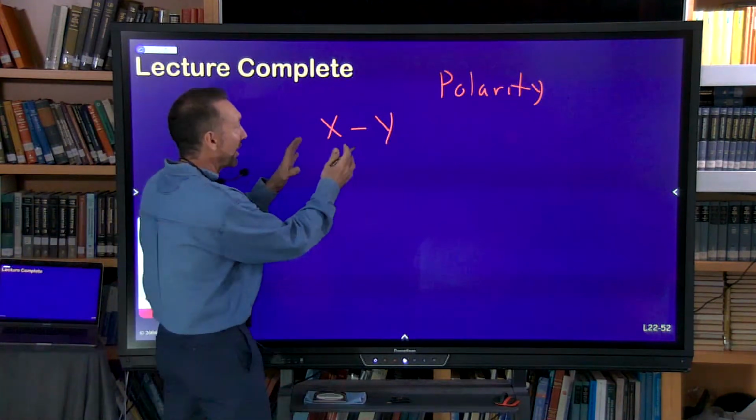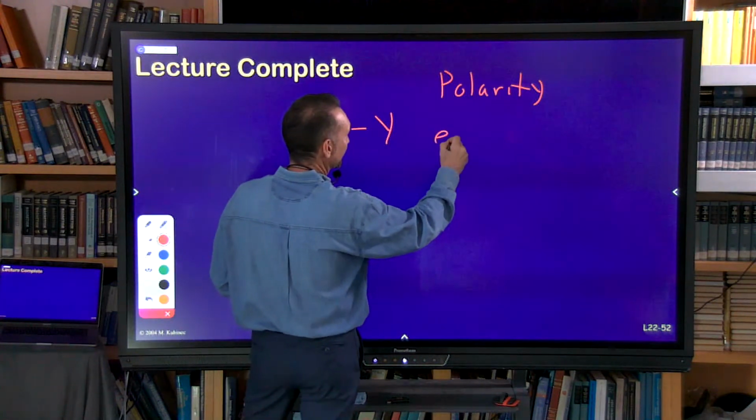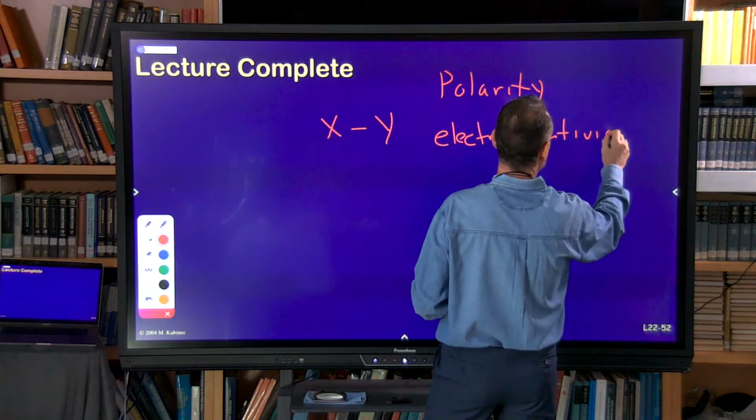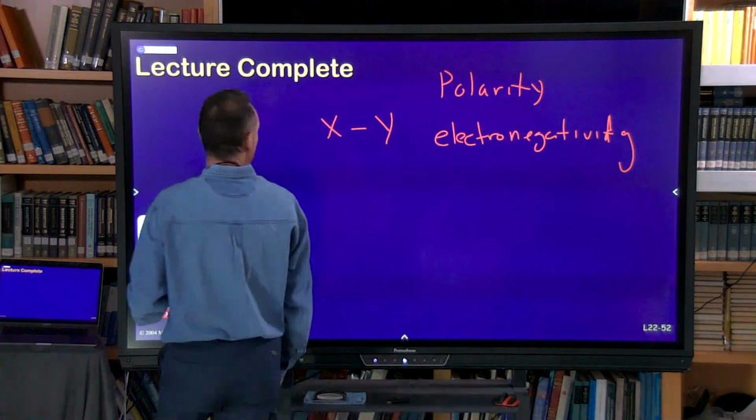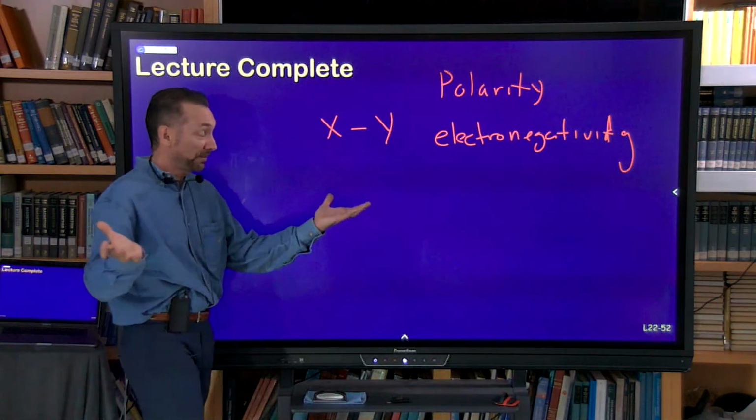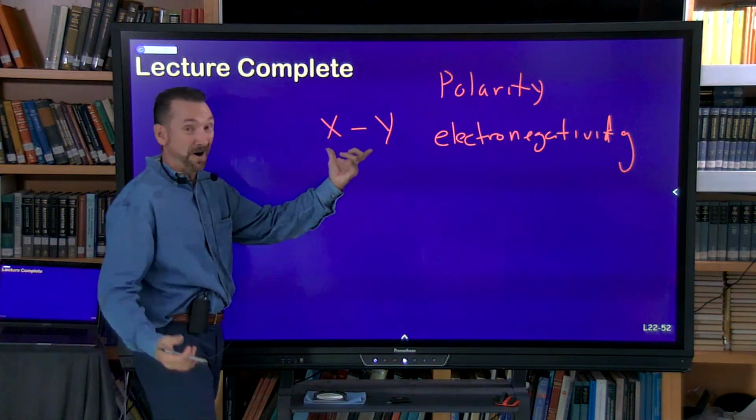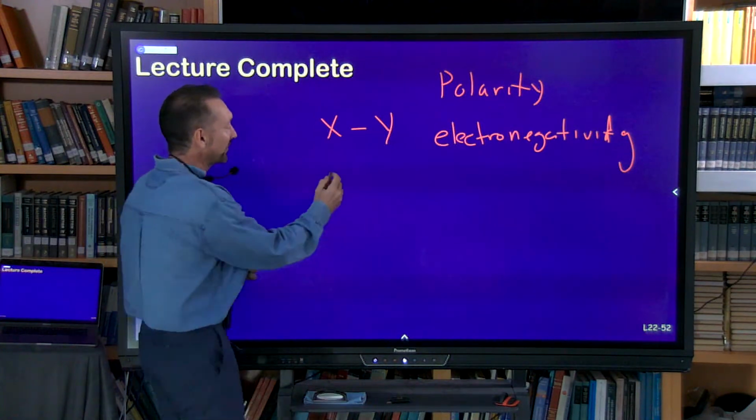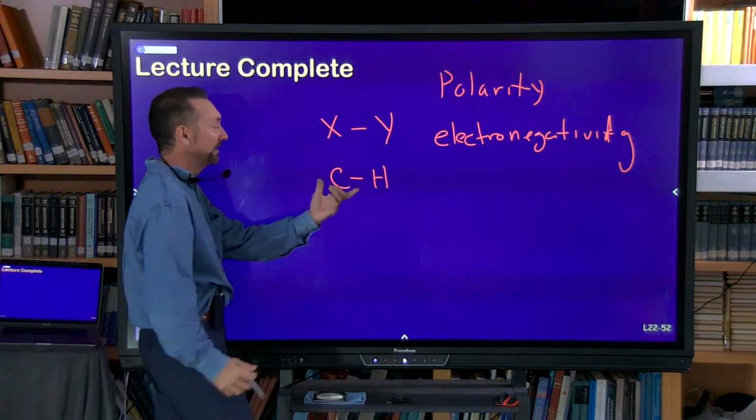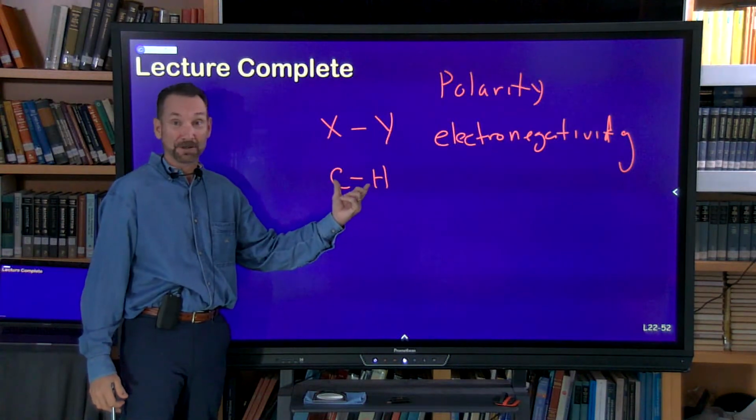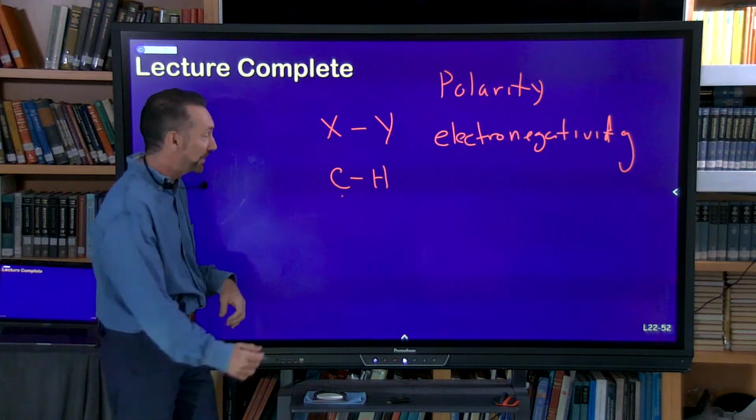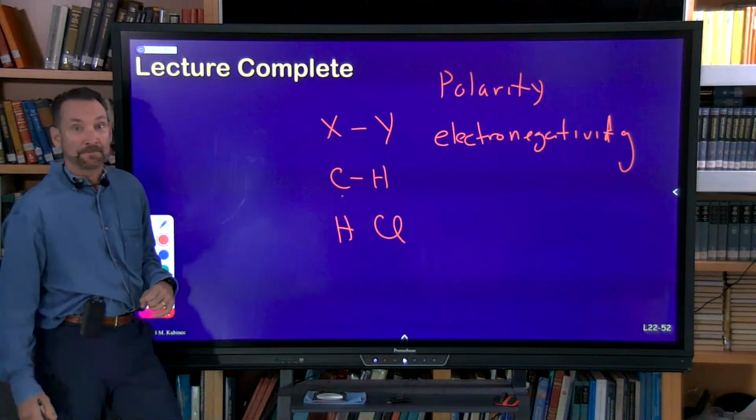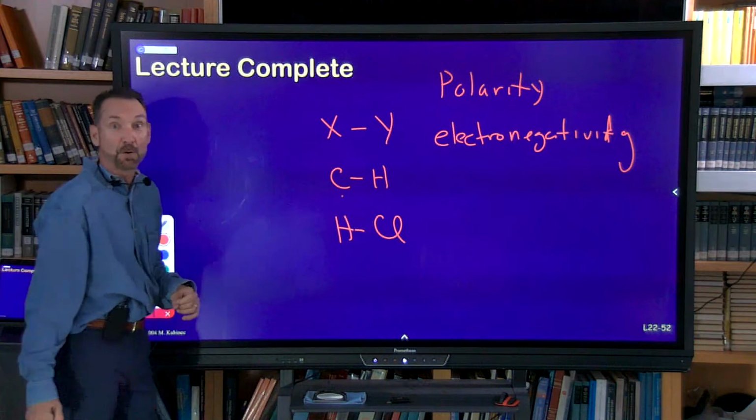That polarity arises from the electronegativity difference. So there's a difference in electronegativity if all elements have a slightly different electronegativity. So all bonds are probably going to be somewhat polar. Sometimes the electronegativity is so similar. For instance, carbon-hydrogen bonds, that's heteronuclear, but those are very similar electronegativities. So there's not much of a polarity there. But if you talk about HCl, now chlorine, very much more electronegative.